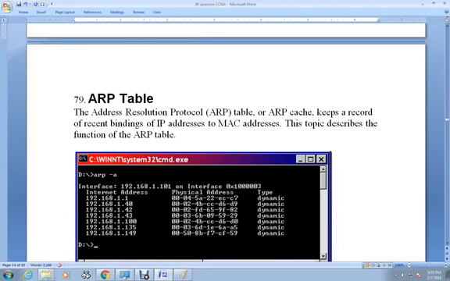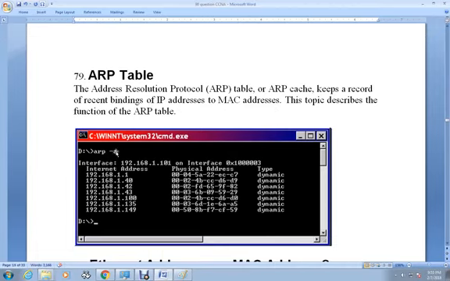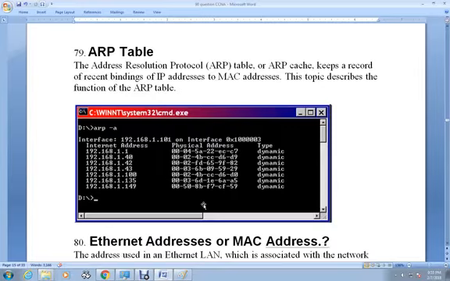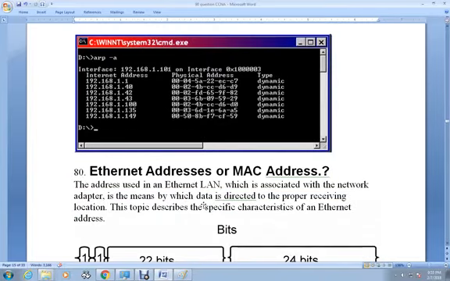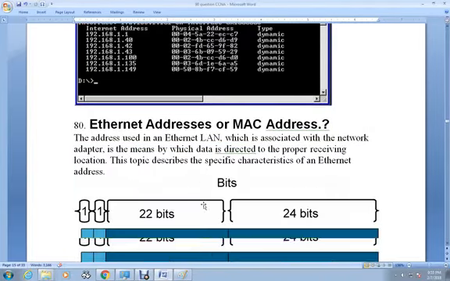Guys, similarly, we have one more question, the ARP table. What does it mean, or how does it work basically? The Address Resolution Protocol table, or ARP cache, keeps a record of recent bindings of IP addresses to MAC addresses. If you run the command arp -a, you will find which IP and which MAC address it is containing or binding. So this is what we have in this ARP table.